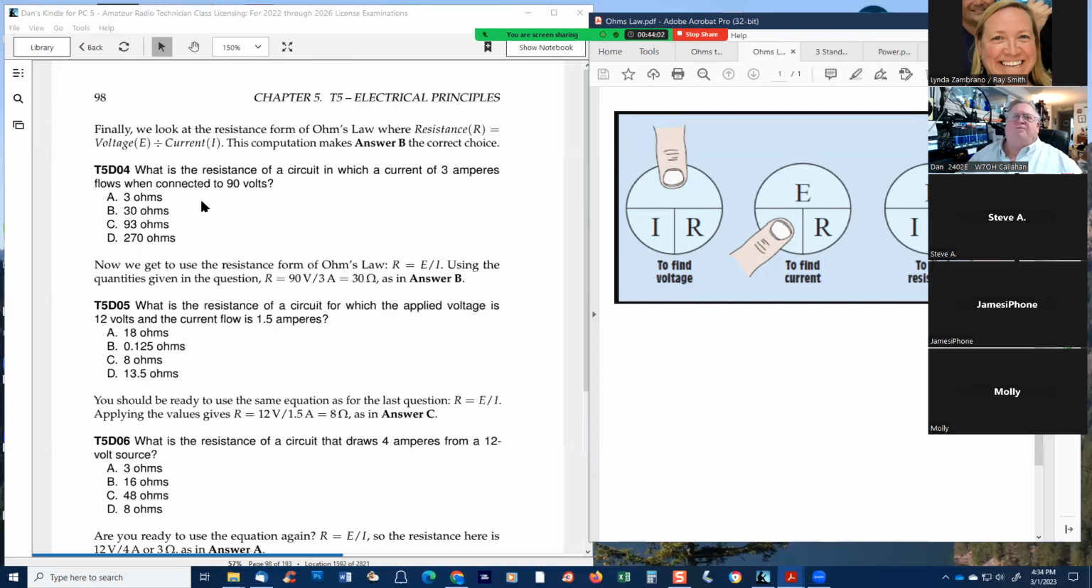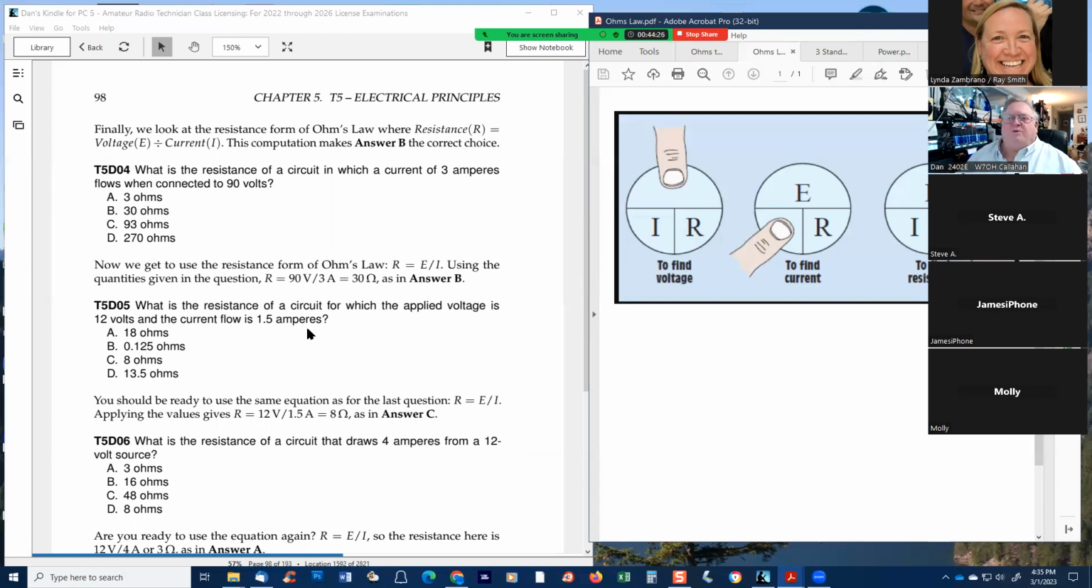One more, here we go. What is the resistance in a circuit with a current of 3 amps flowing when connected to 90 volts? Well, again, they're asking for resistance, which is E over I. So there's 90 volts over 3 amps. So it's going to be 30 ohms. I really can't stress enough how practical it is.